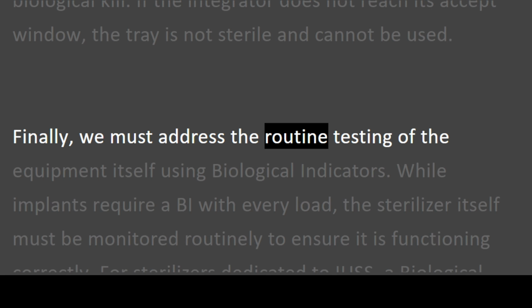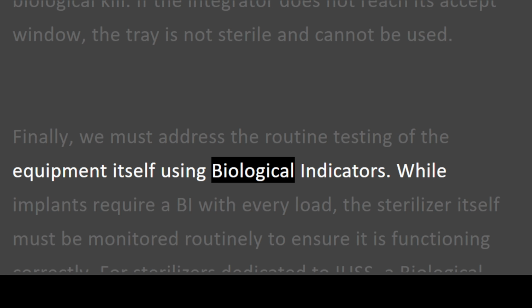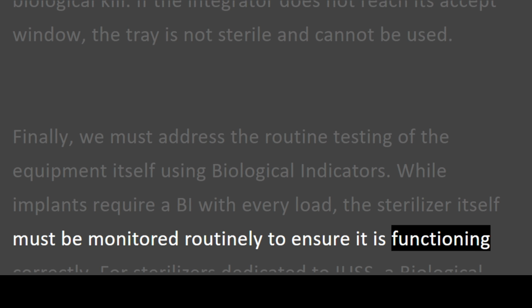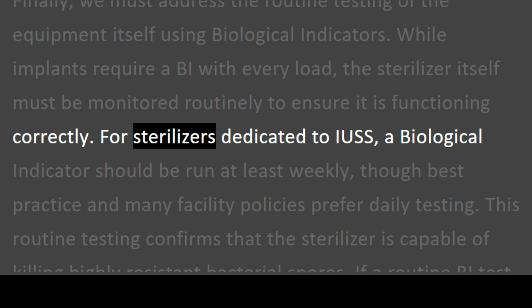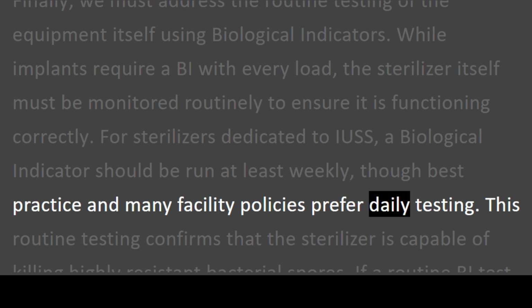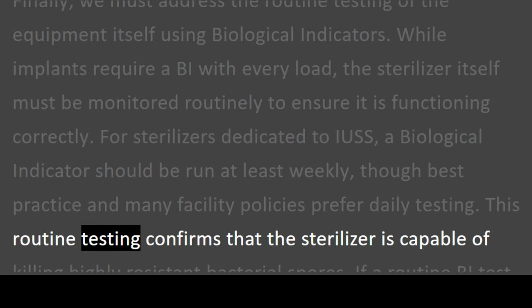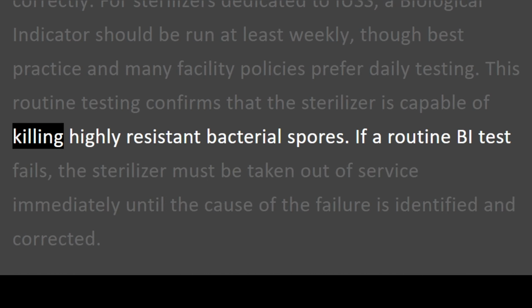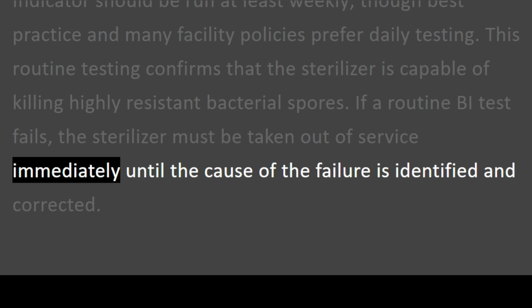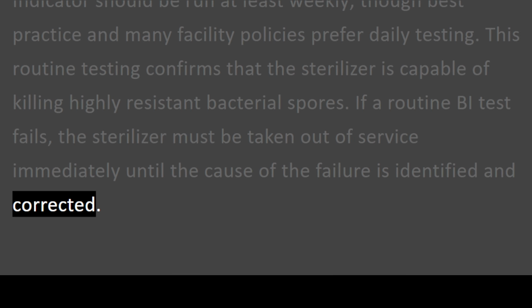Finally, we must address the routine testing of the equipment itself using biological indicators. While implants require a BI with every load, the sterilizer itself must be monitored routinely to ensure it is functioning correctly. For sterilizers dedicated to IUSS, a biological indicator should be run at least weekly, though best practice and many facility policies prefer daily testing. This routine testing confirms that the sterilizer is capable of killing highly resistant bacterial spores. If a routine BI test fails, the sterilizer must be taken out of service immediately until the cause of the failure is identified and corrected.